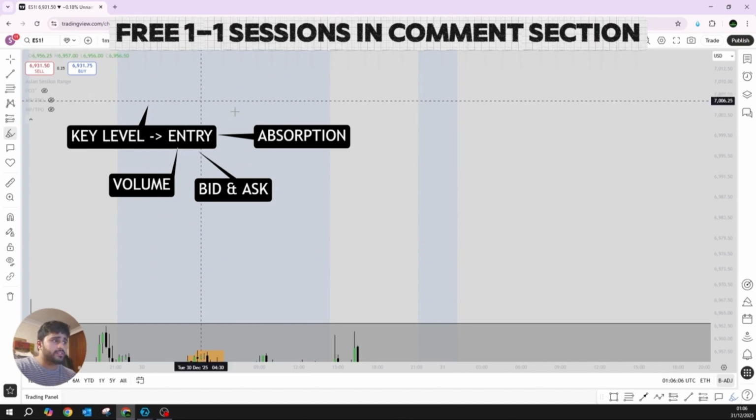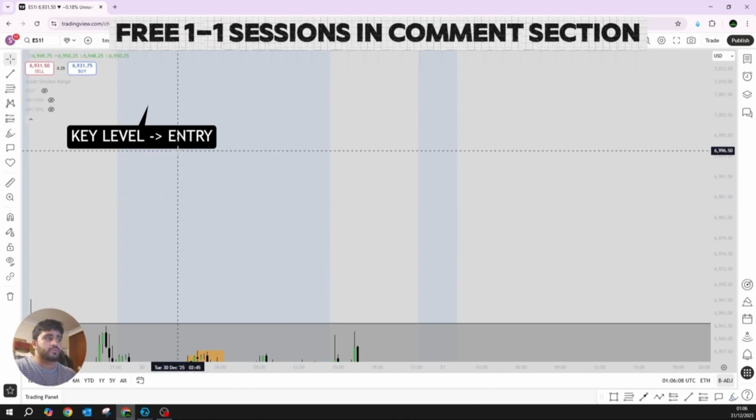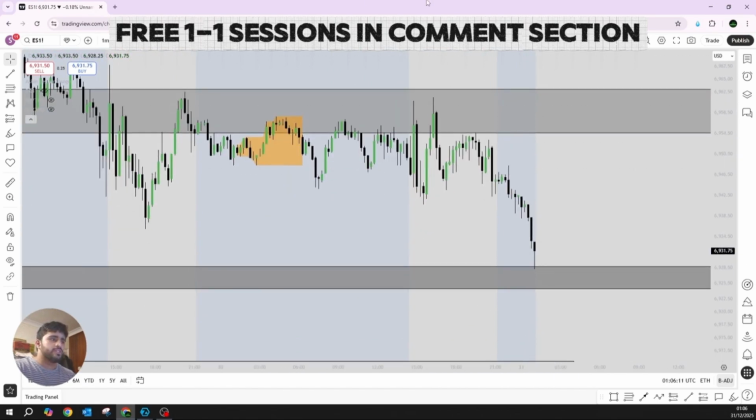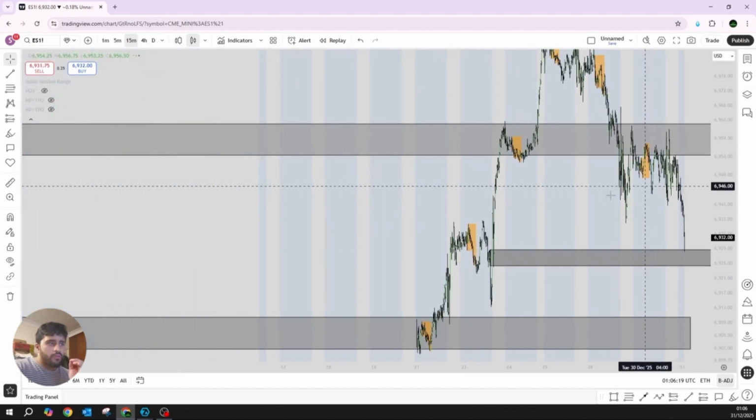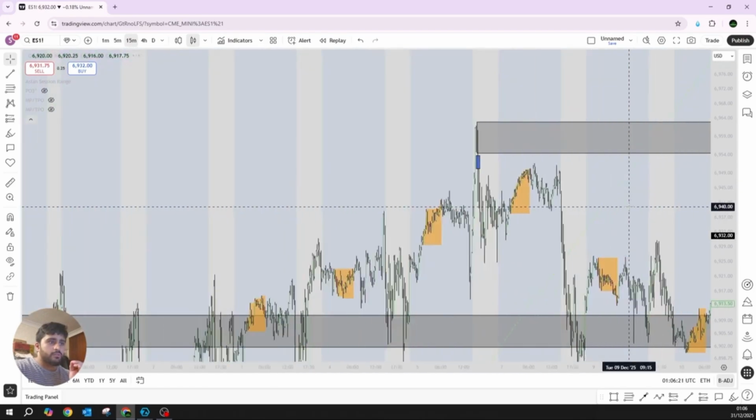So I'm going to be breaking this three-step process down into the most recent price action. So just to kick things off here, we have ES futures. Now, step one, you're looking to identify a key level. Now, how did I find this key level? So the way that I find my key levels is pretty simple, right?